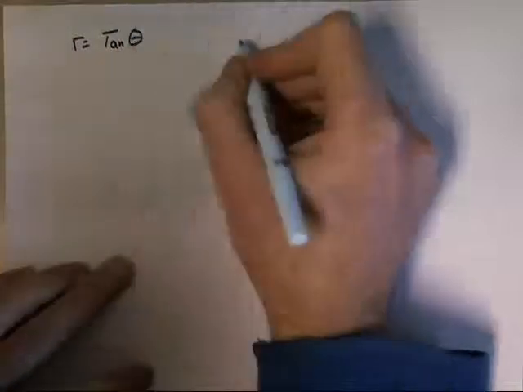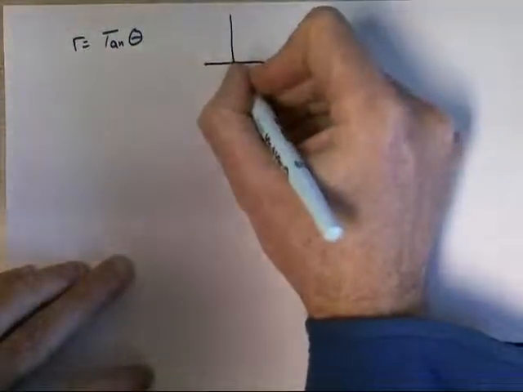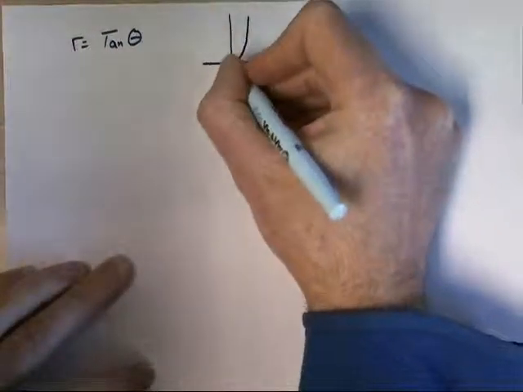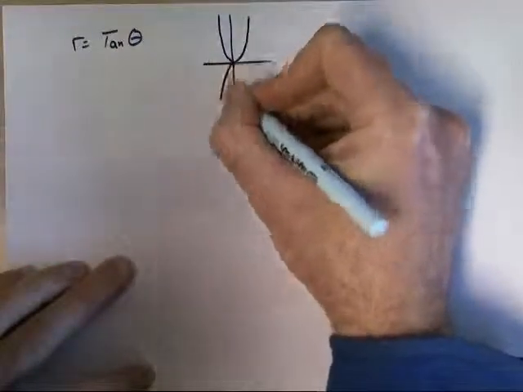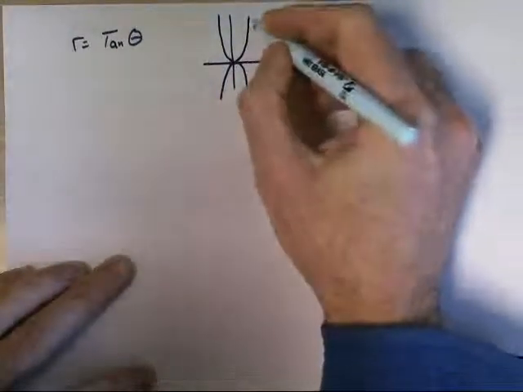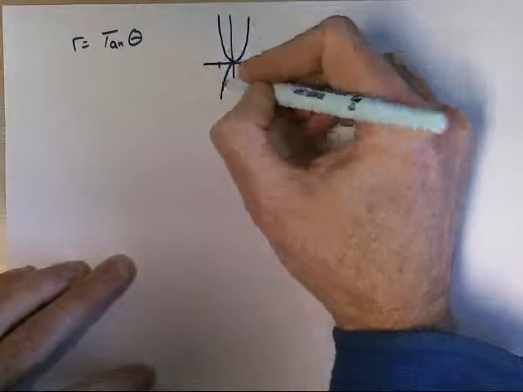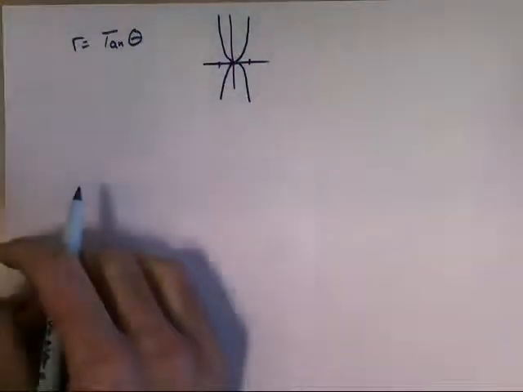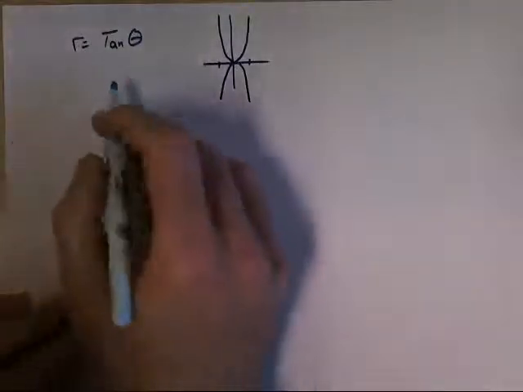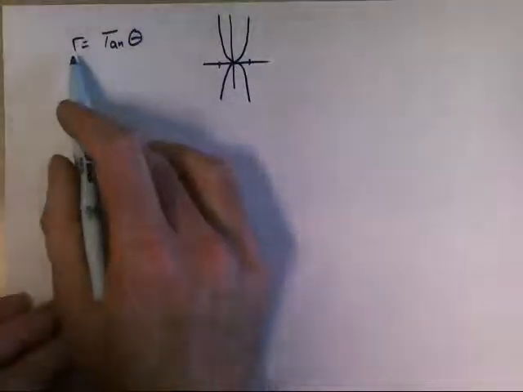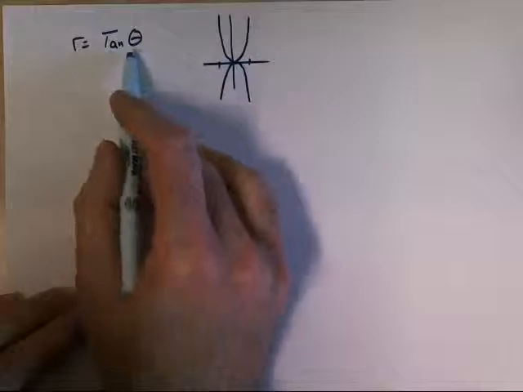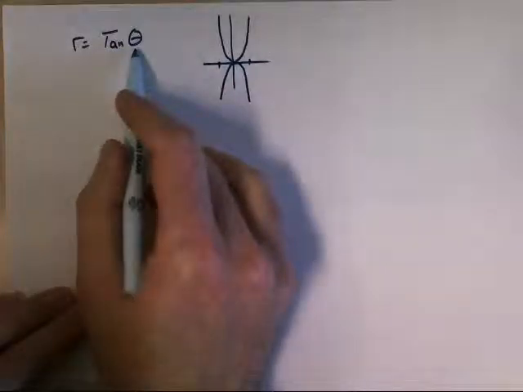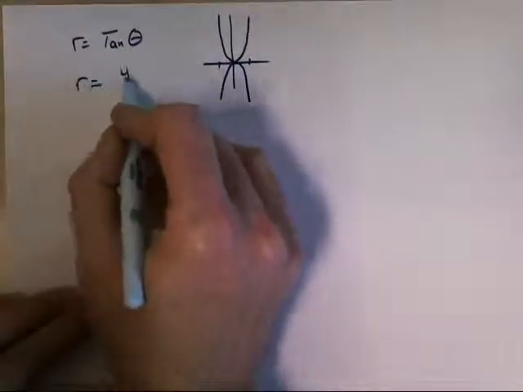R equals tangent theta. The graph looked something like this. It seemed to have maybe vertical asymptotes here at 1 and minus 1. Can we convert that into x's and y's? Well, actually, it converts fairly easily because tangent theta is y over x. Right? So I've got r equals y over x.